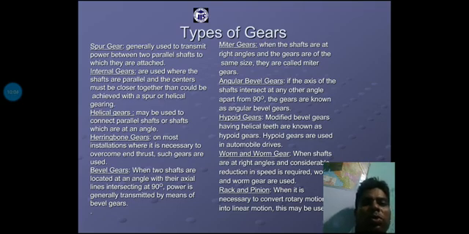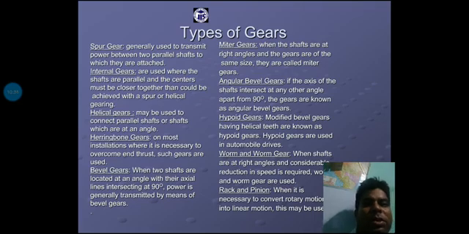When two shafts are located at an angle, with their axial lines intersecting at 90 degrees, the power is generally transmitted by means of bevel gears.